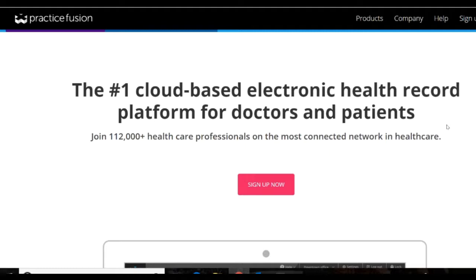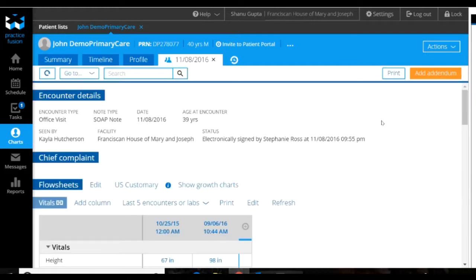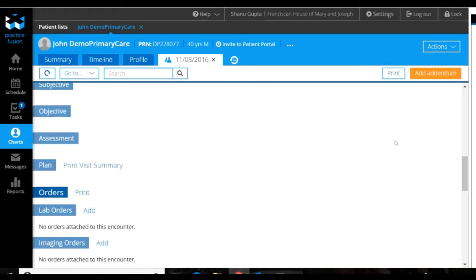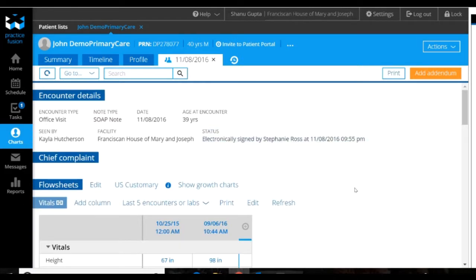So you may already have been introduced to Practice Fusion, but this is what it looks like. Once I sign in, I get a list of patients, and here's a patient that we've recently seen and taken care of. So I'm going to open up on the right here an encounter. And this is what I would normally see when I open up an encounter. So this is their SOAP note.